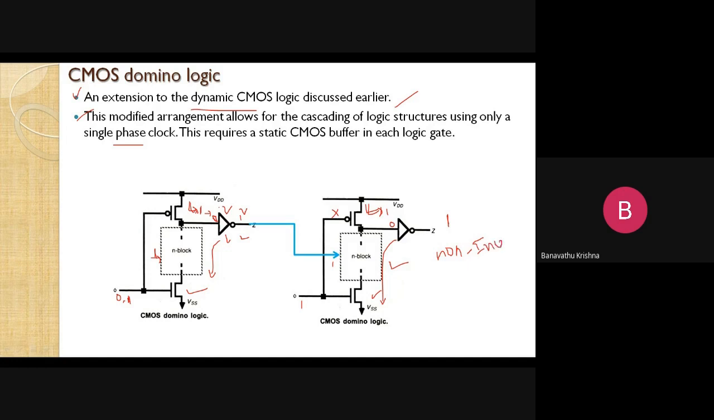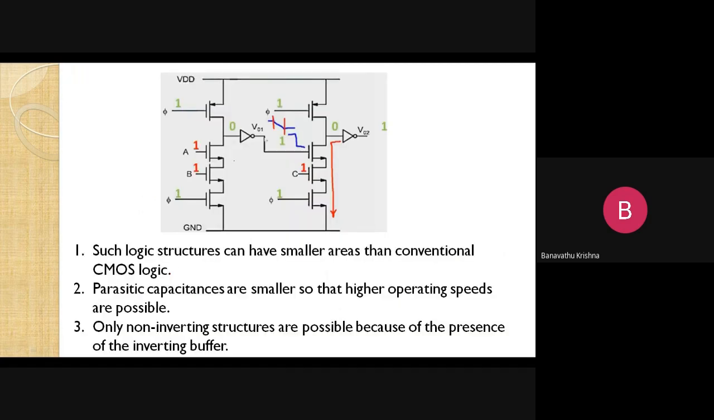Those problems are overcome, but here one more thing is happening: it is just performing a non-inverting operation. It acts as a non-inverting response, nothing but simply what is called a buffer, right? So how is it going to be overcome?